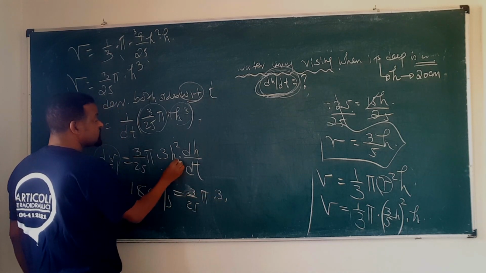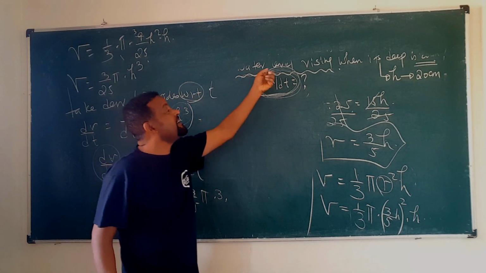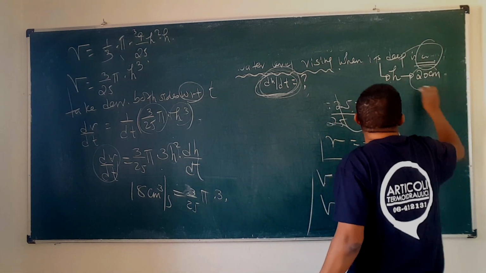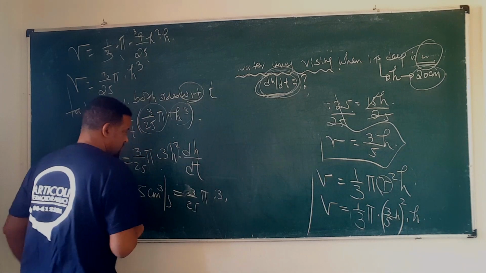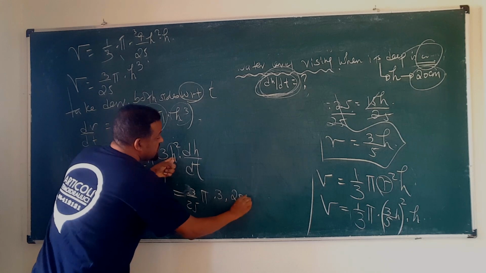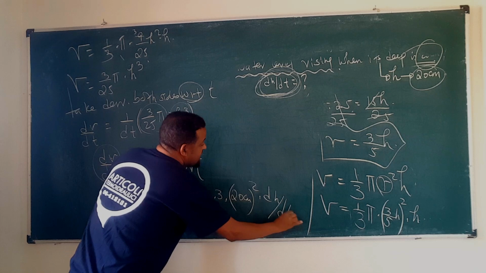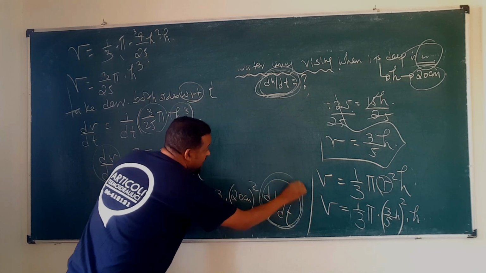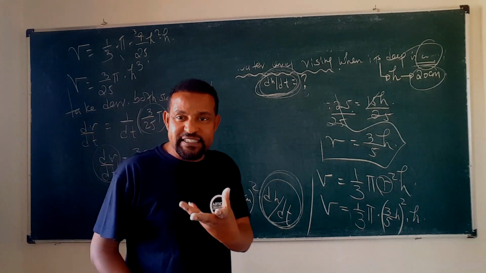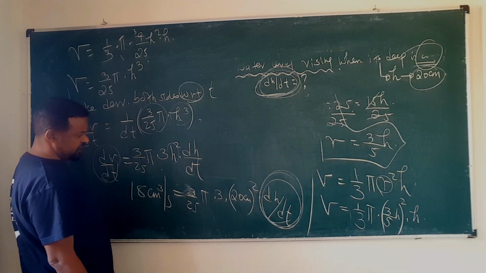Now look here, h squared. What's h? At what rate is the water level rising when its depth is 20 centimeter? h is given as 20 centimeter. So in place of h, we put the given situation, which is 20 centimeter, the whole squared, times dh/dt. This is dh/dt. At what rate does the water level rise was asked, which is dh/dt. Now simplifications are here.